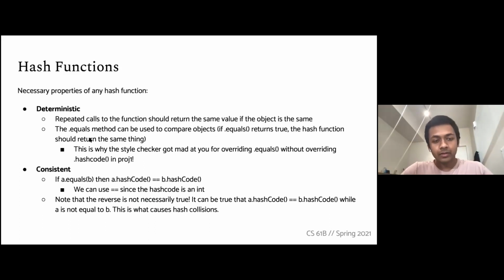Then, if 2 objects are equal using the dot equals method, we also want the hash codes to be equal. This is consistency. Basically, if it's the exact same object, you want them to be hashed to the same thing, even if they're under different variables. Now notice that the reverse is not always true. You can have the same hash code for 2 elements, but they might be different objects. And this is what causes hash collisions. With really good hash codes, these are exceedingly rare. Hash codes that are used in global standards have very few collisions, but this is possible.